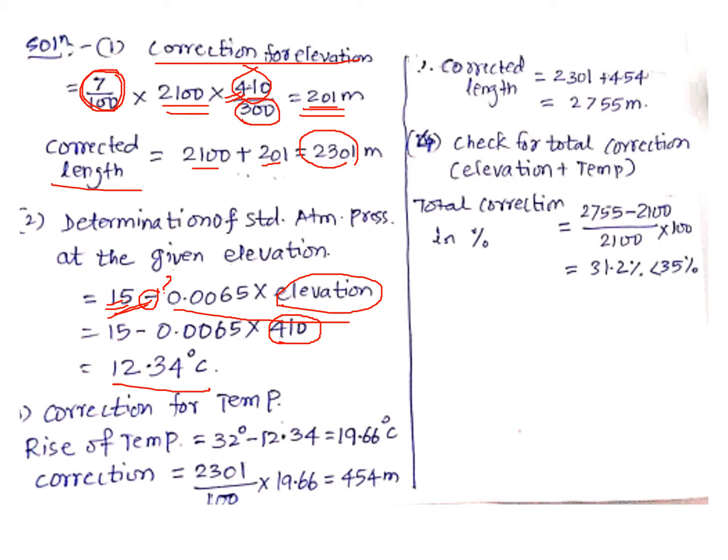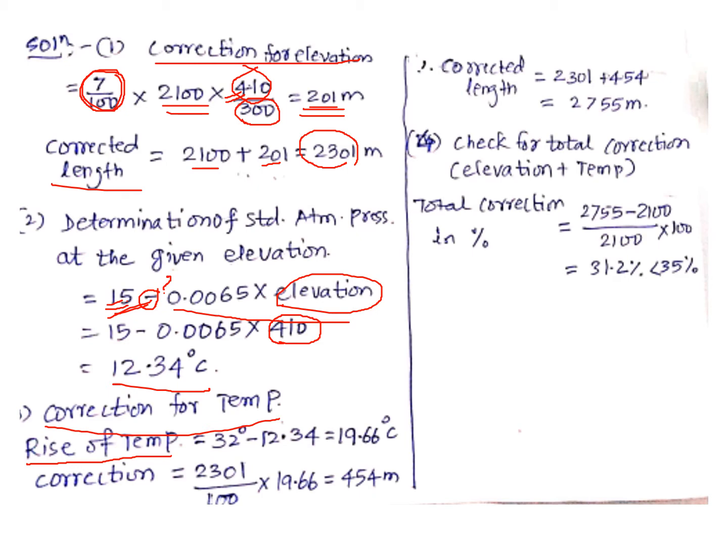Going to the next step, correction for the temperature. Here we start calculating the correction. First we have to calculate the rise of temperature. What is the meaning of rise of temperature? The difference of the temperature above the standard temperature we call the rise of temperature. If it goes down, we call it a fall in temperature. But in most cases, as we design the airport runway above mean sea level, at some elevation, we always get a rise of temperature. Now this rise of temperature we have to calculate.